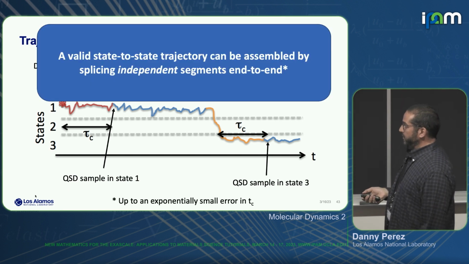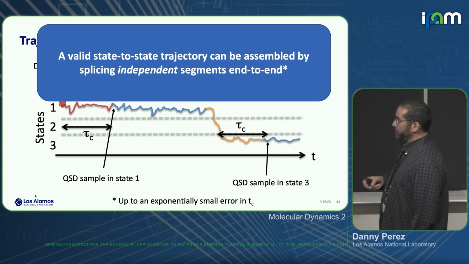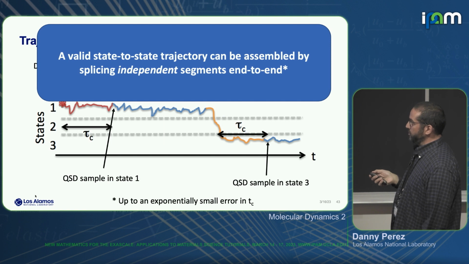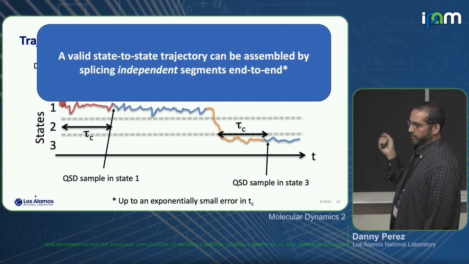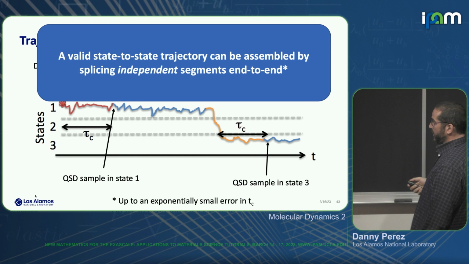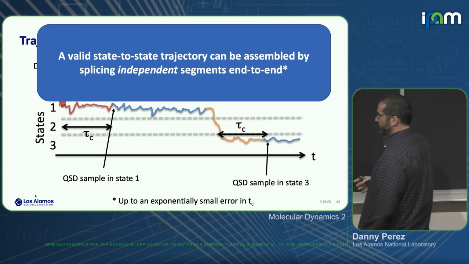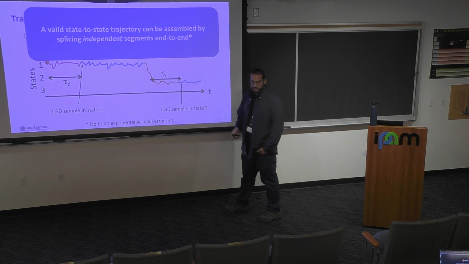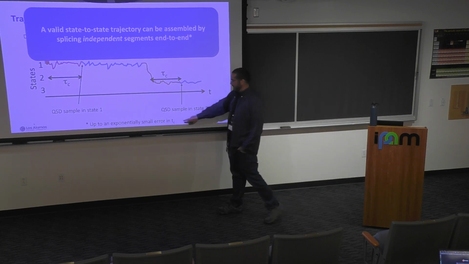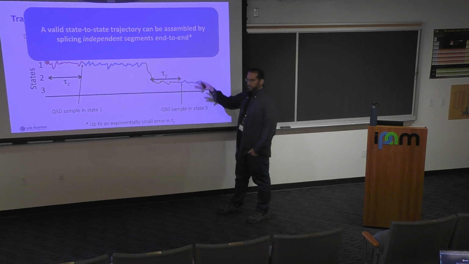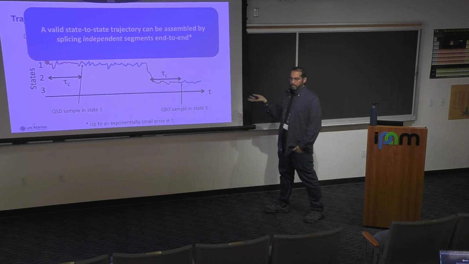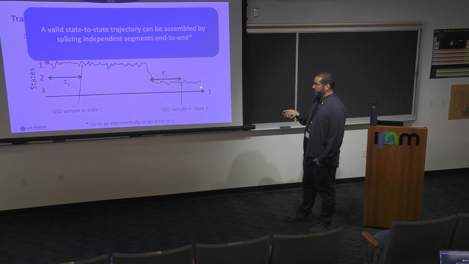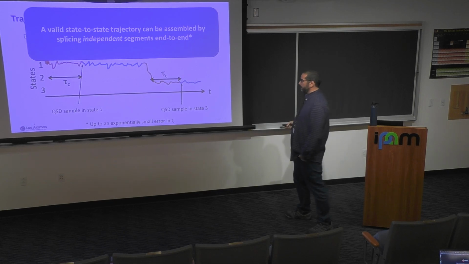And if I prepare a bunch of trajectories like this, independently from one another, I can generate a correct state-to-state trajectory by just splicing these guys end-to-end on a discrete state basis. And I'll get the right statistics up to an error that's exponentially small in whatever value of TC that I choose. Okay, so I choose TC. I can always make it big enough that the error I'm making is small. And then I can generate segments according to the recipe I just gave you.